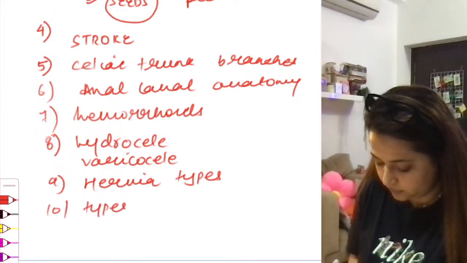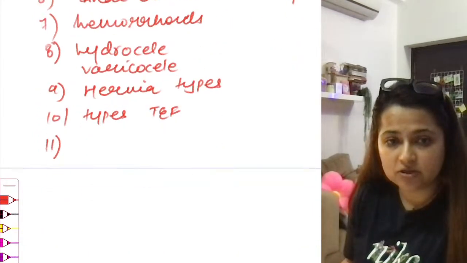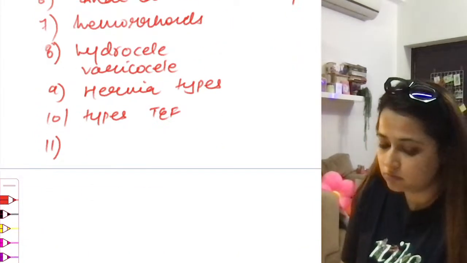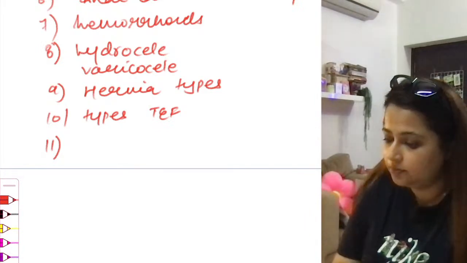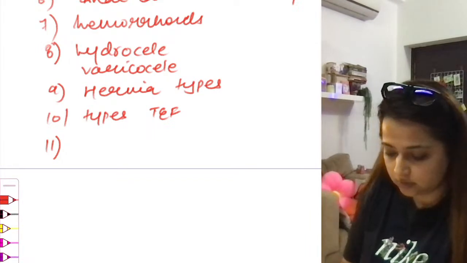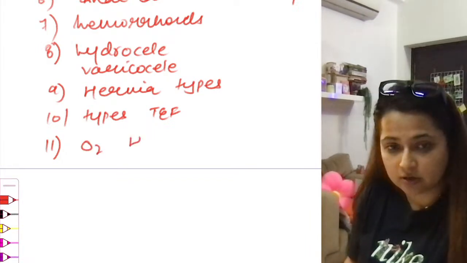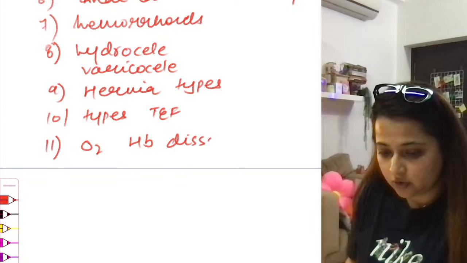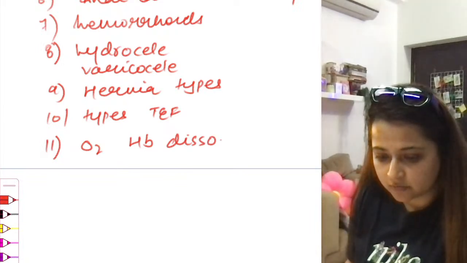Types of tracheoesophageal fistulas. All right. Then the oxygen hemoglobin dissociation curve.